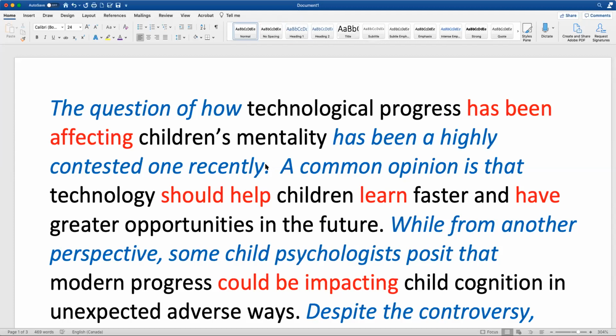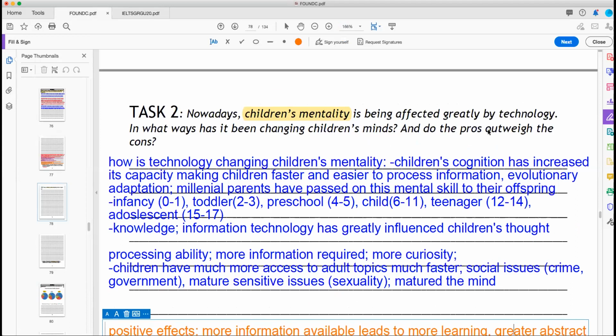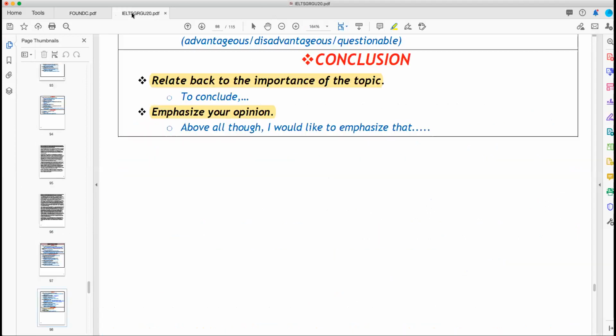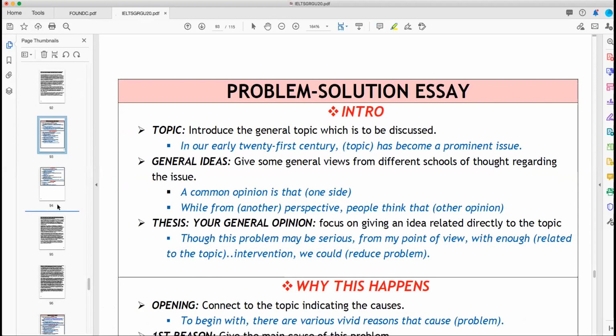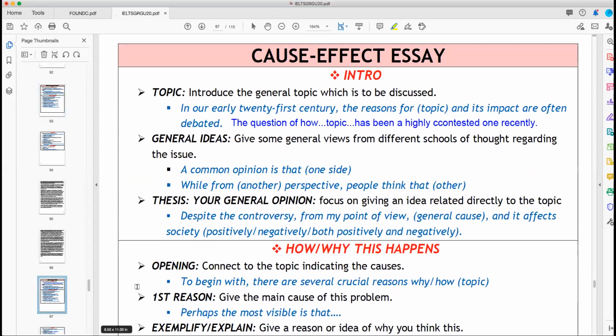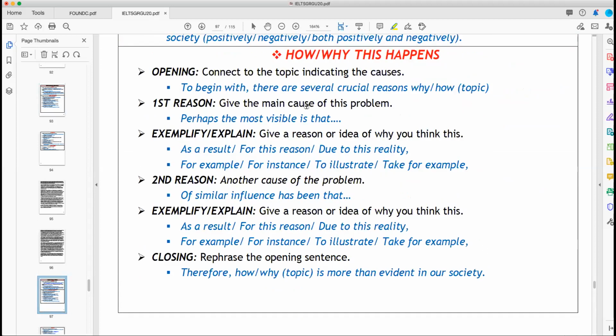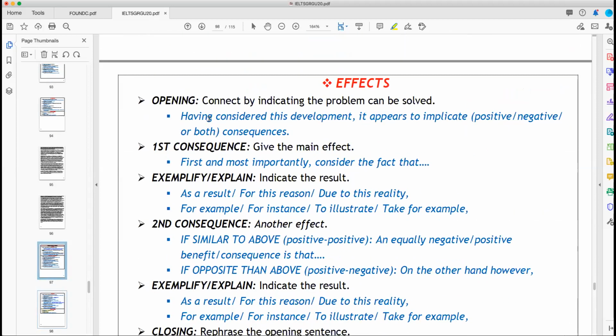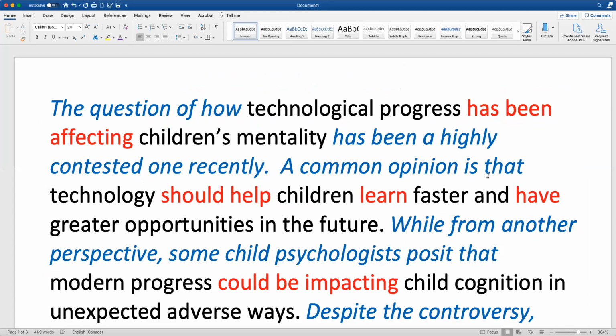So let's remember that this topic was how does technology affect children's mentality? And do the pros outweigh the cons? So that again we said was a cause and effect essay. There we go, cause and effect. So we need to introduce, we need to give the causes or the ways in which, and we needed to give the effects, and we needed to conclude. That's what we did. So let's recap.